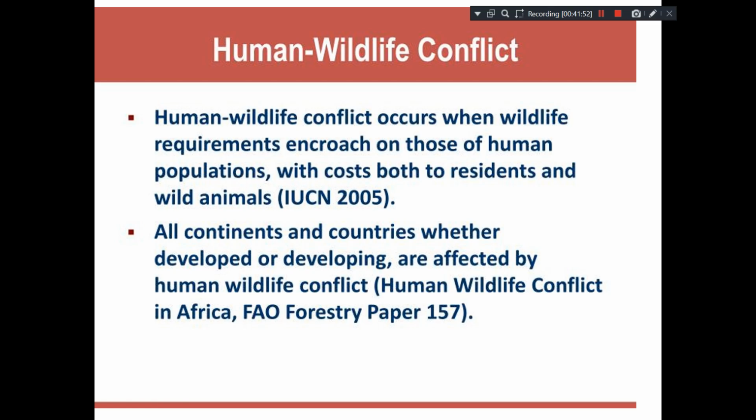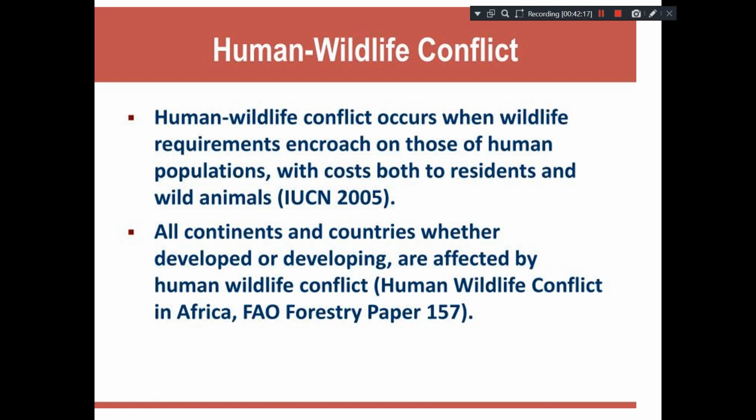You go everywhere, people complain about the monkeys. They don't leave anything in our farm. They drink tender coconut. They eat all the banana. They eat all the papaya. They don't allow anything to grow. This is the problem that you hear now and then or every day. So this is an example for human wildlife conflict.